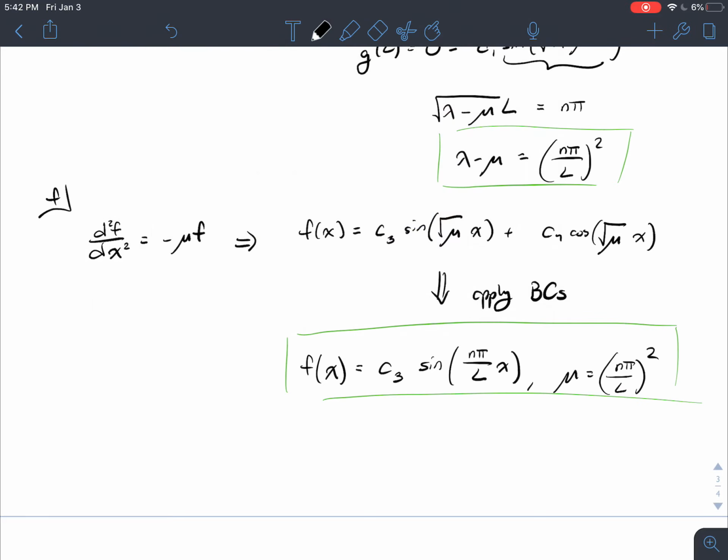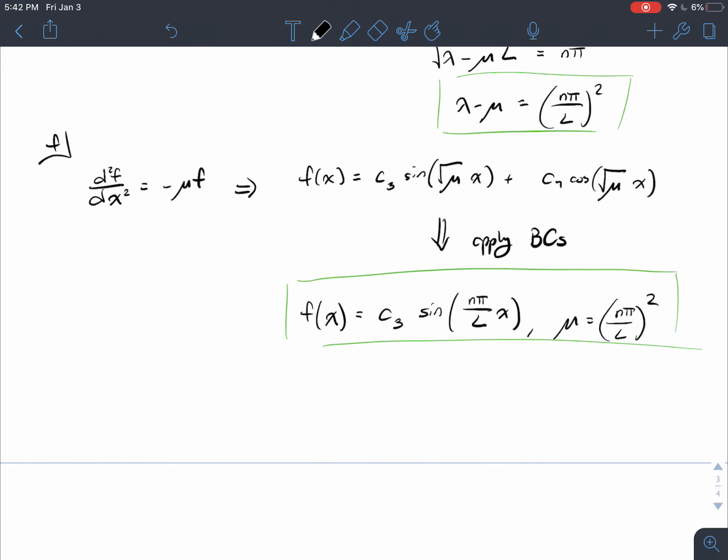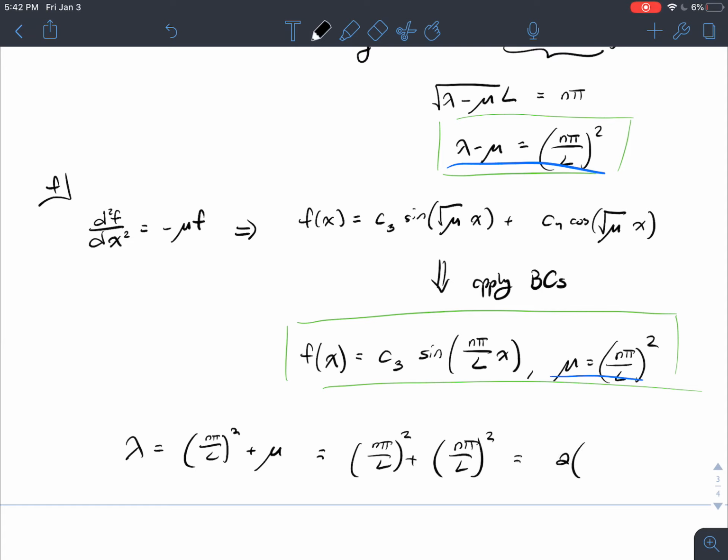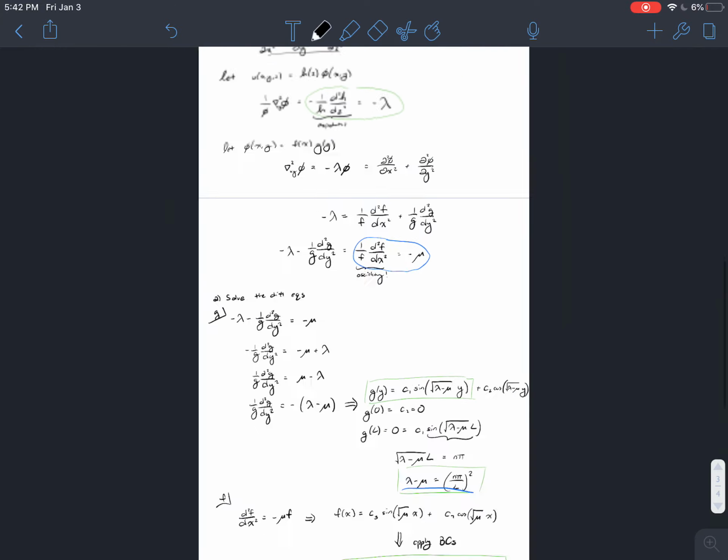Cool. So the steps to find this are pretty similar to what we just did for G. Just instead of lambda minus mu, we just have mu by itself. So this relationship between what I'm about to underline in blue tells us the value of lambda. So since lambda is also equal to n pi over L squared plus mu, that means lambda is equal to n pi over L squared plus n pi over L squared, which means that you can just add these together, and you have 2 n pi over L squared.